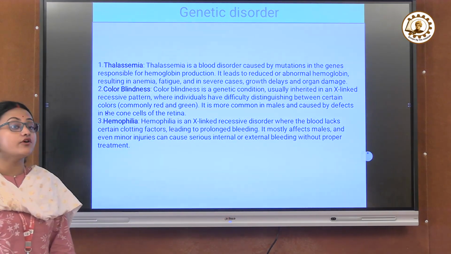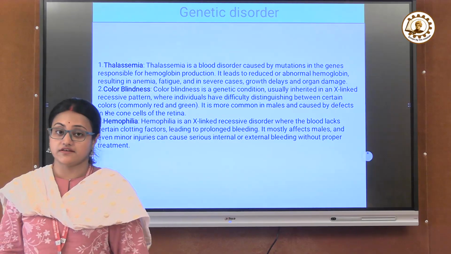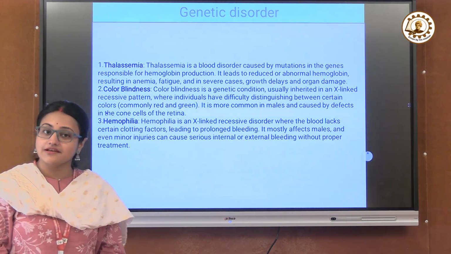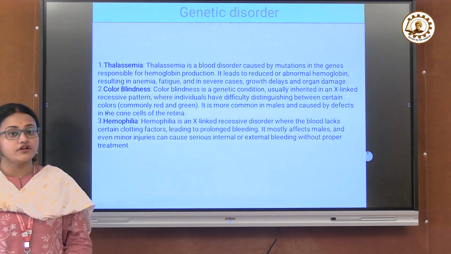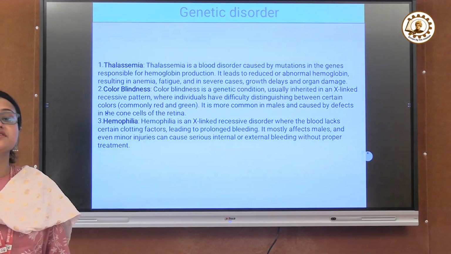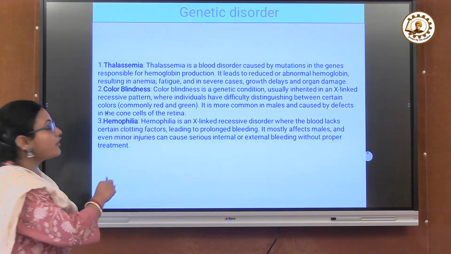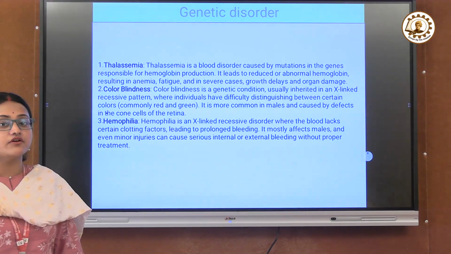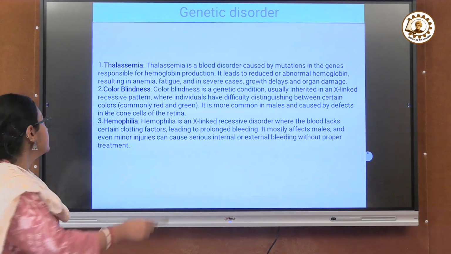So, genetic disorders. There are different types of genetic disorders. It can be an autosomal disorder, a sex-linked disorder, a dominant disorder which passes from one generation to another, or a recessive disorder, which skips generations. We will talk about three major genetic disorders and some chromosomal disorders.